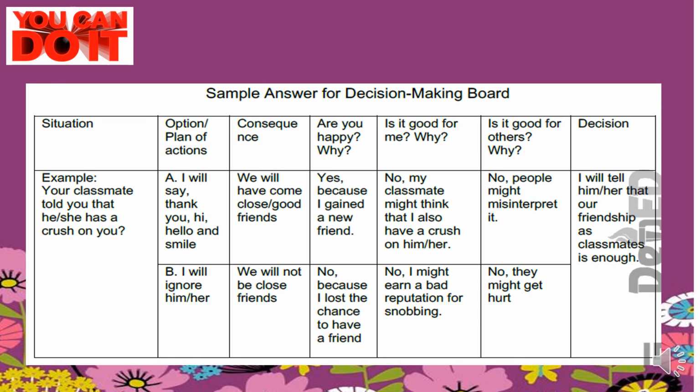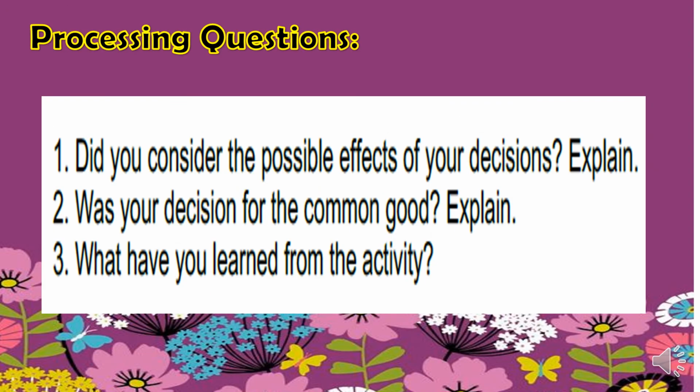Now, here are the processing questions. Number 1. Did you consider the possible effects of your decisions? Explain. And number 2. Was your decision for the common good? Explain. And then number 3. What have you learned from the activity?